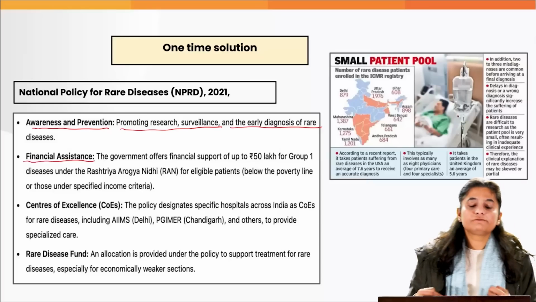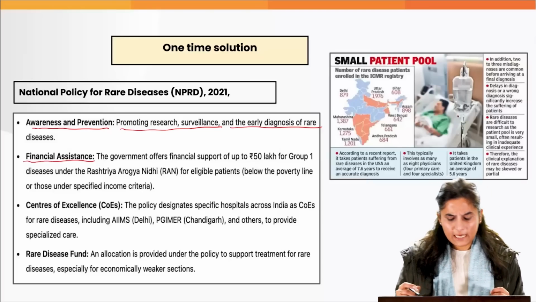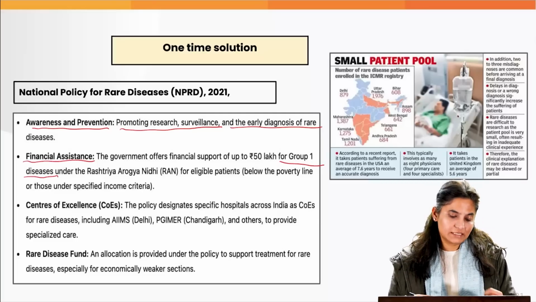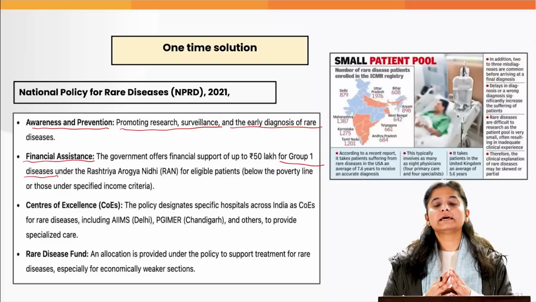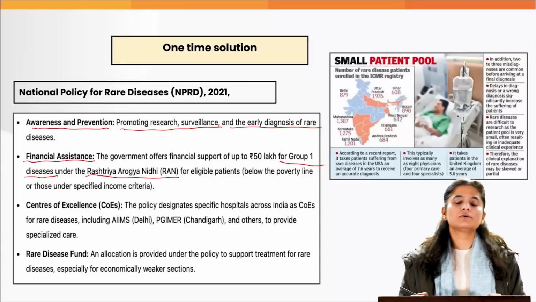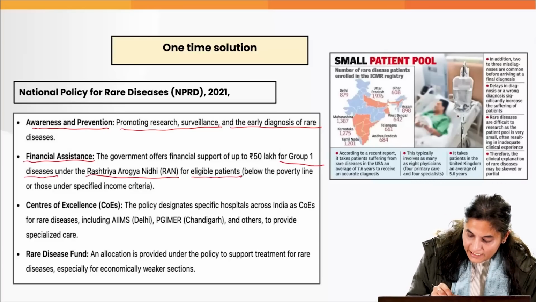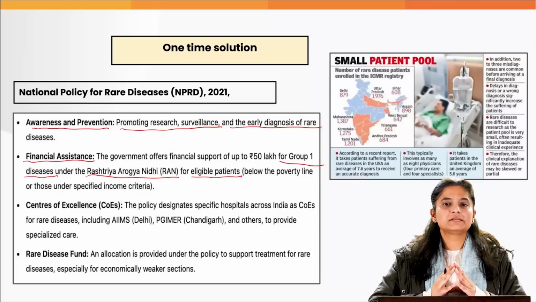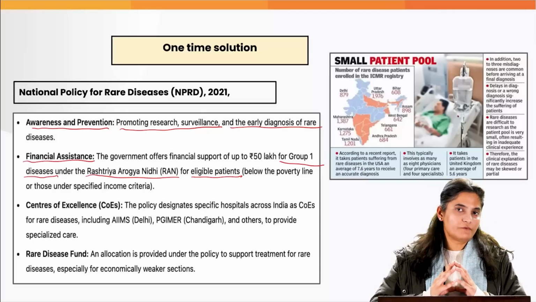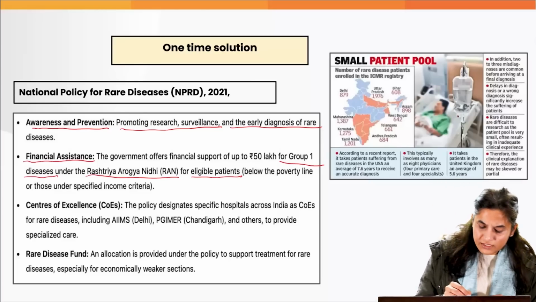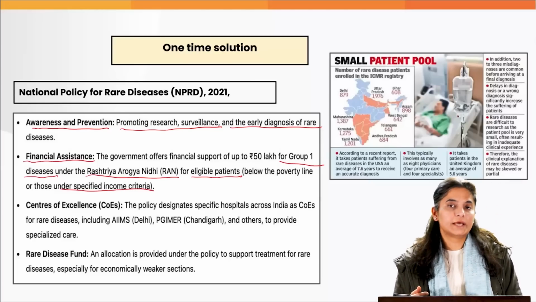Then there is a provision of financial assistance of up to around 50 lakhs for group 1 diseases. There are various groups depending on the intensity and the stage of the disease that one is suffering through. It comes under the Rashtriya Arogya Nidhi for eligible patients. For eligibility, the patient has to be below the poverty line. It has to come from the weaker, economically marginalized section. Then it can claim the financial help.